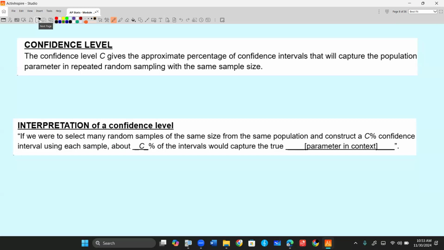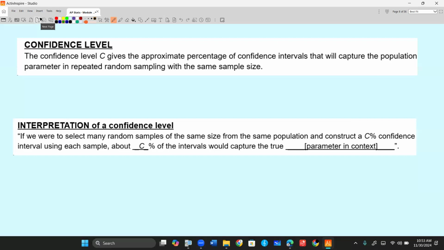As far as that level goes, what that means is if we were to keep making a bunch of confidence intervals, approximately what percent of those intervals will capture the true proportion of the blue beads in the jar, for example. So the interpretation goes, if we were to select many random samples of the same size from the same population and construct a 95% confidence interval, for example, using each sample, about 95% of those intervals will capture the true proportion of blue beads in the jar.